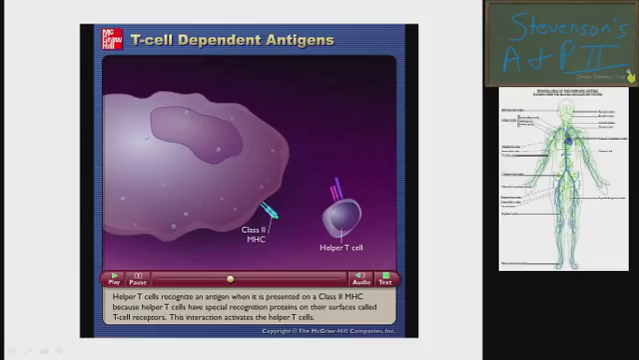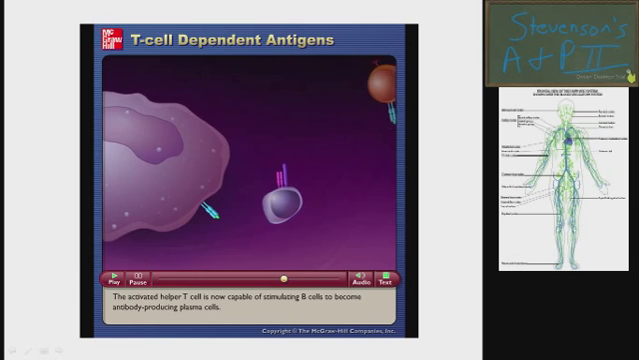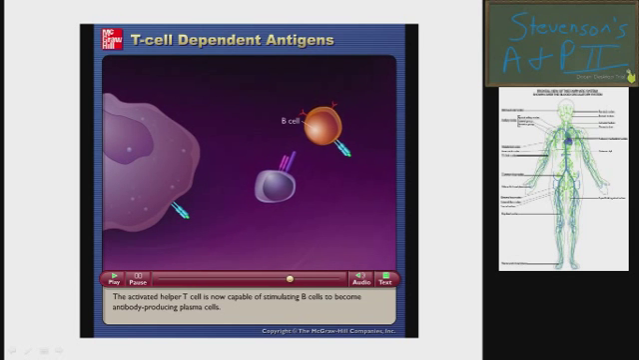Helper T cells recognize an antigen when it is presented on a class 2 MHC, because helper T cells have special recognition proteins on their surfaces called T cell receptors. This interaction activates the helper T cells. The activated helper T cell is now capable of stimulating B cells to become antibody-producing plasma cells.